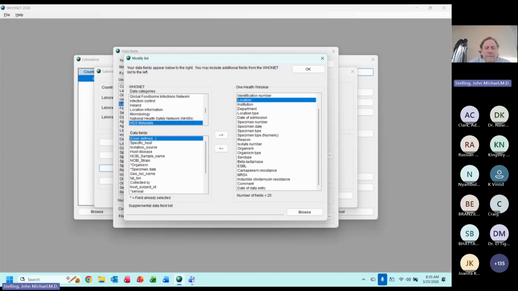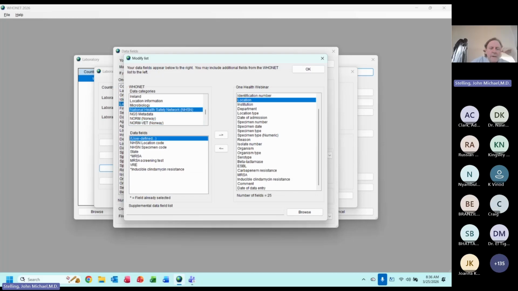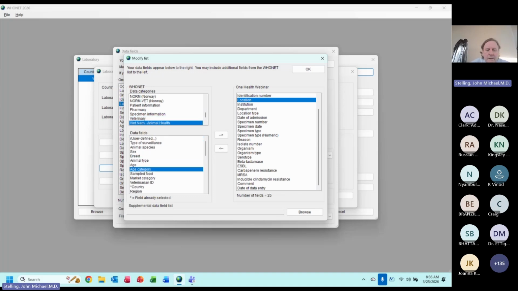If I go to NormVet, was the human sector in Norway. NormVet, I don't think they still utilize this, I'm not certain, but they would ask about mastitis, bovine mastitis, lactation day, lactation type of inflammation, age of mother, anatomical site. If I go to Vietnam Animal Health, they were asking breed, sampled food, veterinarian ID, region, province. They want to know where's the animal from. They want to know where's the sample from in case the sample is in a different city or a different district, collected by. So it's a long list that they agreed on.